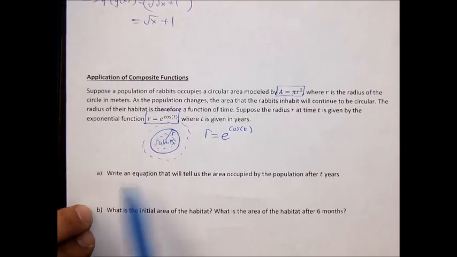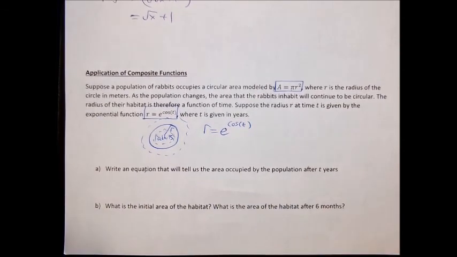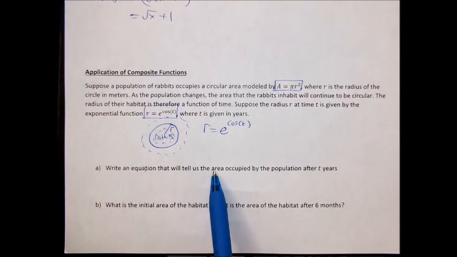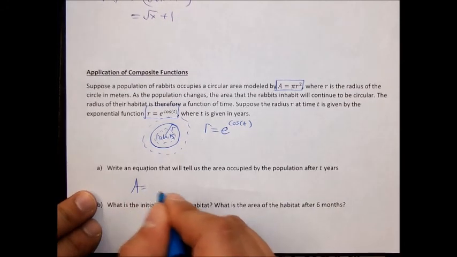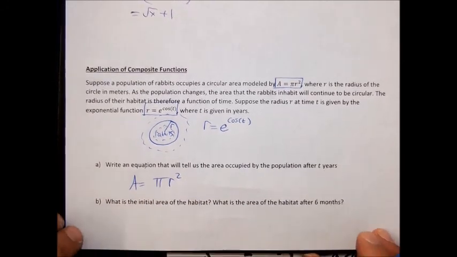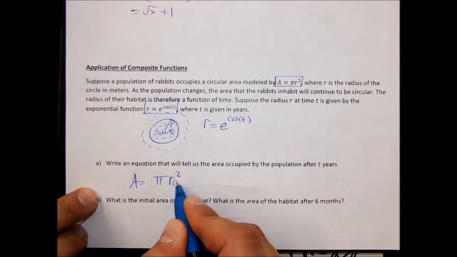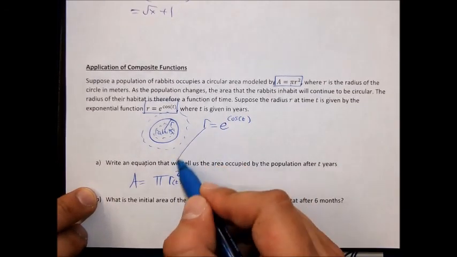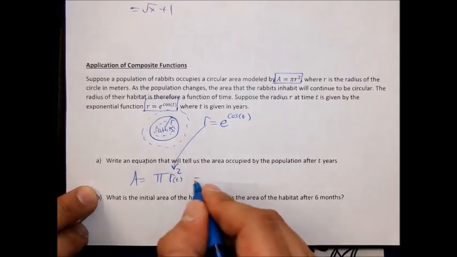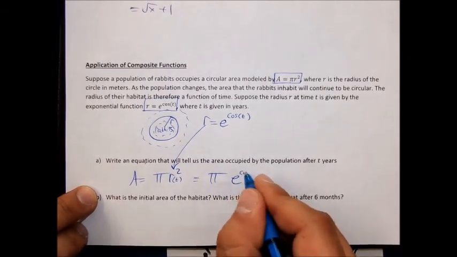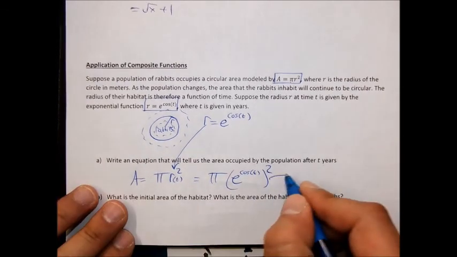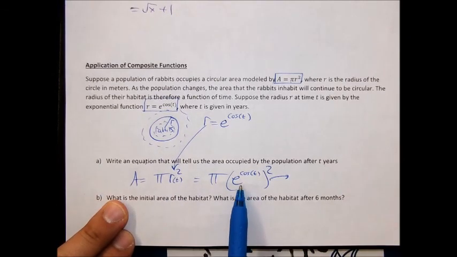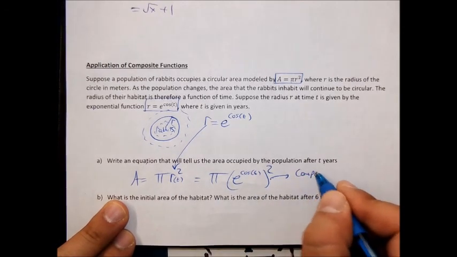And so if we wanted to write the equation that would tell us the area occupied by that population at some given time, we could write down the pi r squared equation, but r itself is a function of time, and so we would need to put this r into there, and we would end up with a composite function. And we can just see, it used to be this, and now it's got something else in there. We took the r out, and we plugged in what r was. And this is now a composite function.